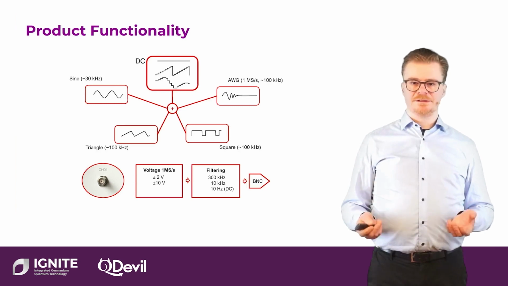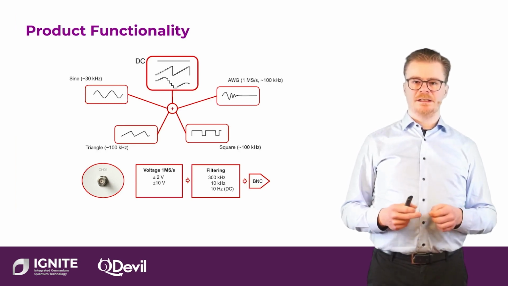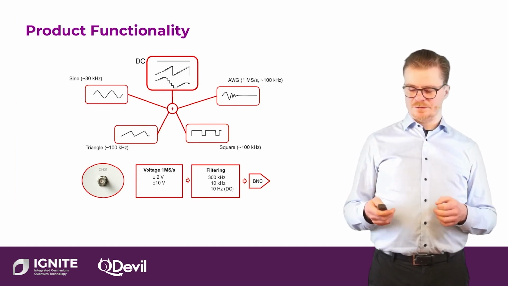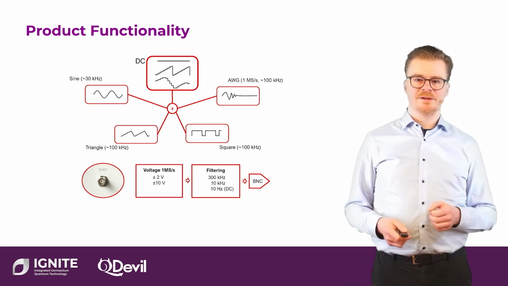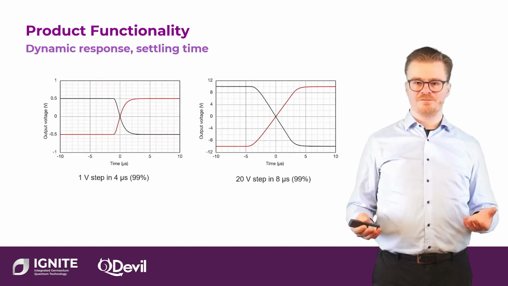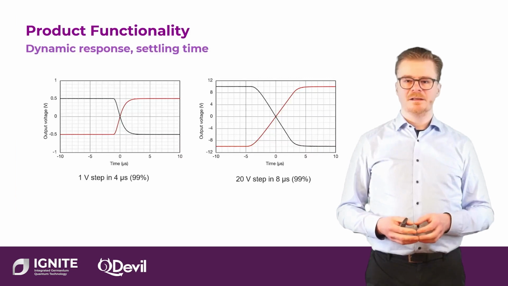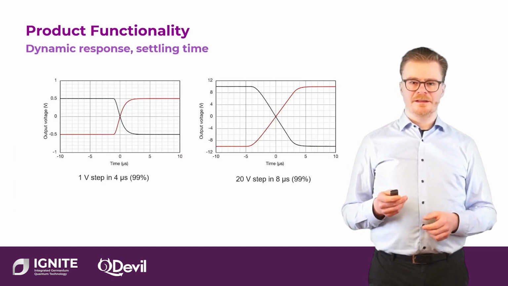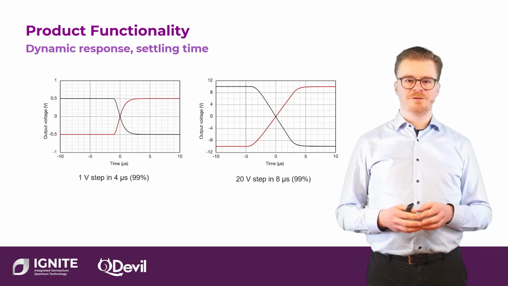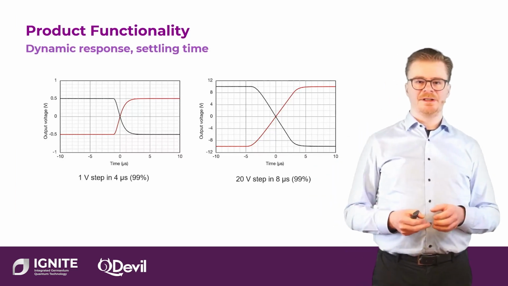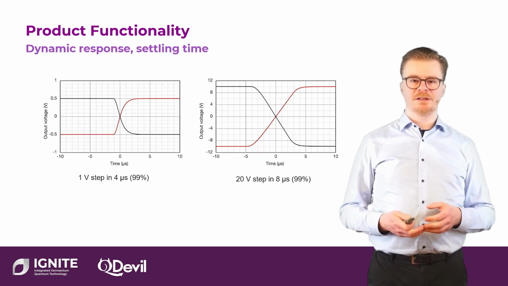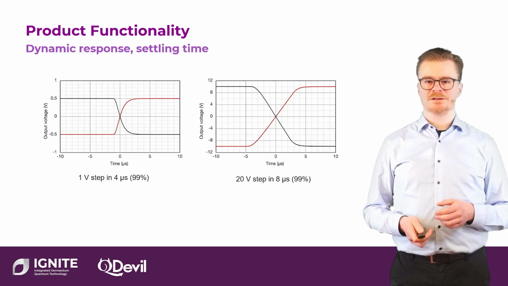So it integrates those capabilities, and includes also customizable low-pass filtering, so that you can operate it either at full bandwidth or with lower bandwidth. Just to illustrate the dynamic response, how fast this can be operated with the 1 megasample sampling rate, here we show for a 1 volt step and for a 20 volt step that it only takes a few microseconds to get that transition happening to within 99%. So that is a dynamic response that enables settling times of a few microseconds.